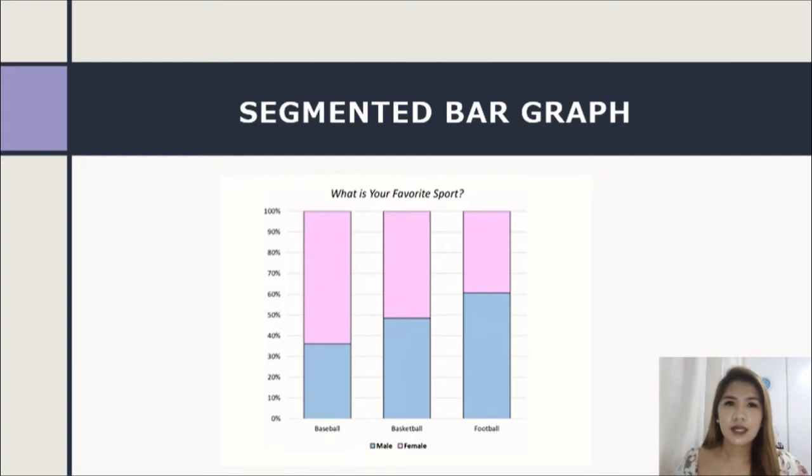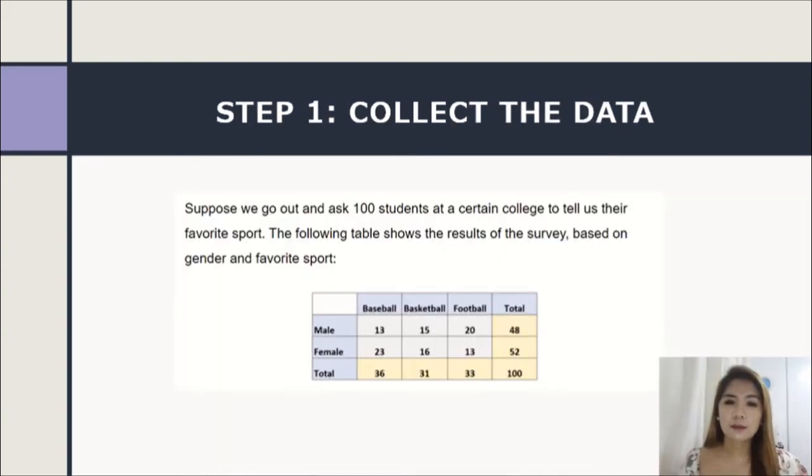So the following is a step-by-step example, and it shows how to create a segmented bar chart for a dataset. Step 1, collect the data. Suppose we go out and ask 100 students at a certain college to tell us their favorite sport. The following table shows the results of the survey, based on the gender and favorite sport.